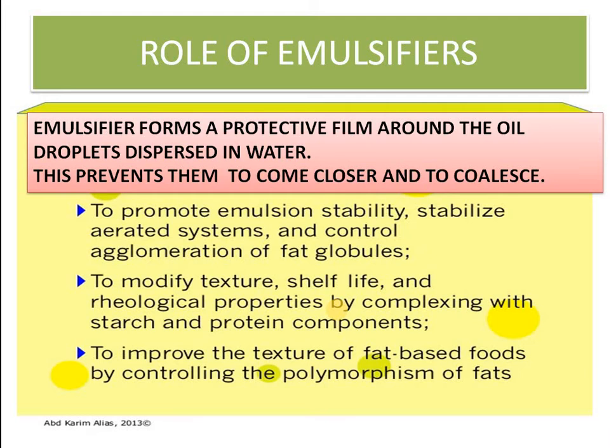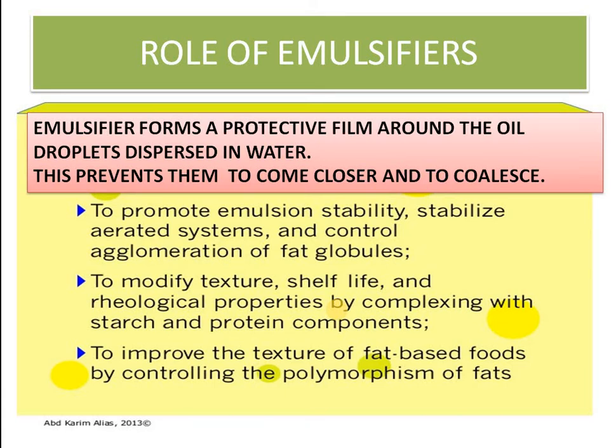If coalescence happens, the emulsion will settle and a precipitate will be formed. So the emulsifier provides a protective coating over the oil droplets, so there is no contact between the oil and the water. It promotes emulsion stability, stabilizes the aerated system and controls agglomeration. Agglomeration means combining together.